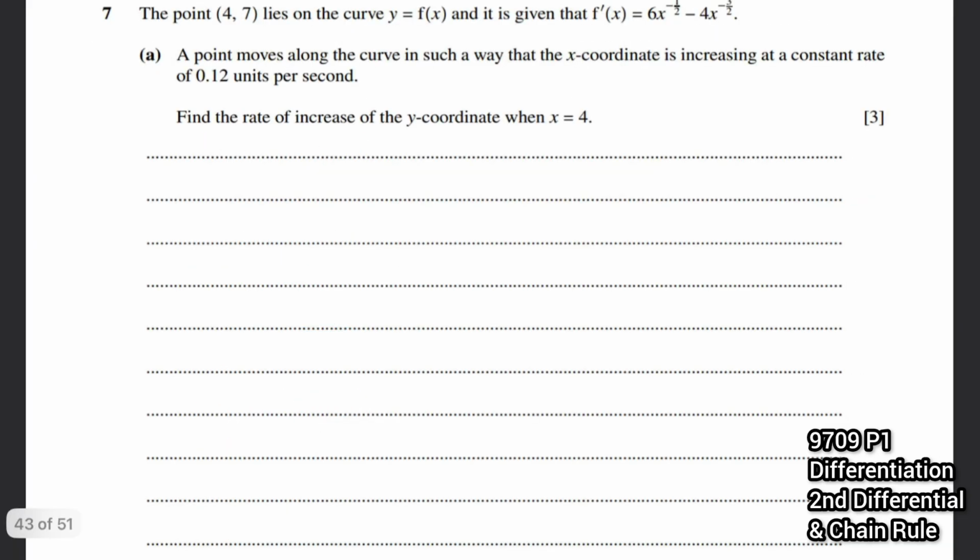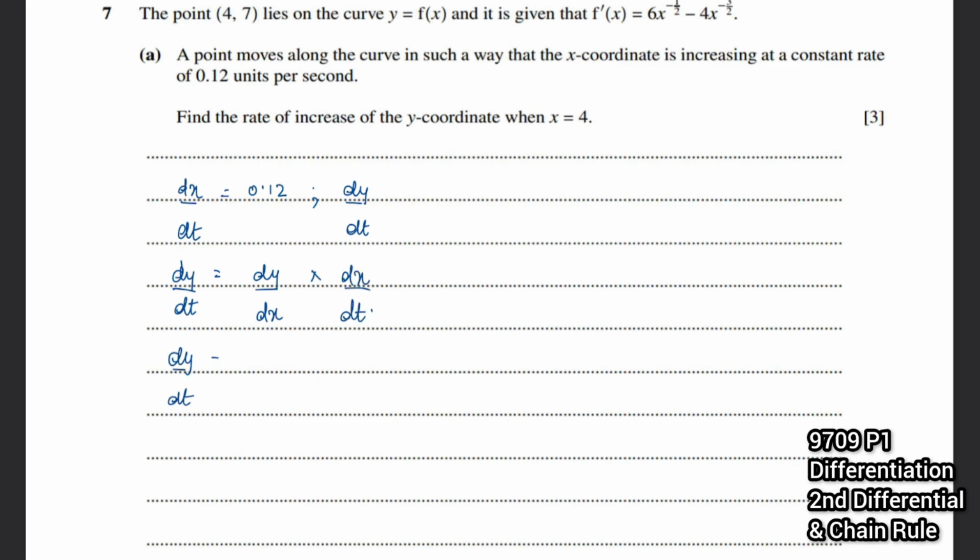Next, the point 4, 7 lies on the curve y is equal to f(x), and it's given that f dash x, meaning dy by dx, is given. The point moves along the curve in such a way that the x coordinate is increasing. dx by dt is equal to 0.12. Find the rate of increase of y when x is equal to 4. We want to find dy by dt. So dy by dt is equal to dy by dx into dx by dt.